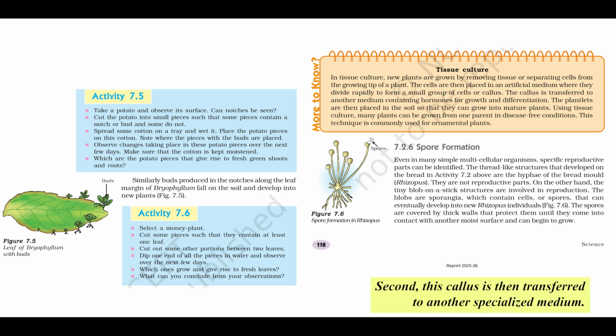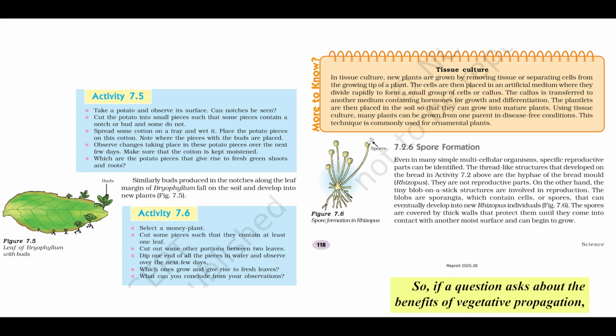Exactly. Second, this callus is then transferred to another specialized medium. This one contains specific plant hormones, auxins, and cytokinins, crucial for promoting growth and differentiation into roots and shoots. So hormones tell the callus what to become. Precisely. And finally, once these tiny, complete plantlets have developed basic structures, roots, shoots, leaves, they're carefully placed in soil or another growing medium. This allows them to mature into full plants. The advantages: huge. Many thousands of plants from just one parent, relatively quickly, and crucially, grown in disease-free conditions. Vital for commercial agriculture, especially for ornamentals.